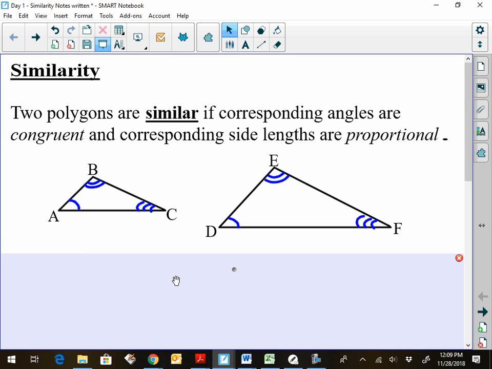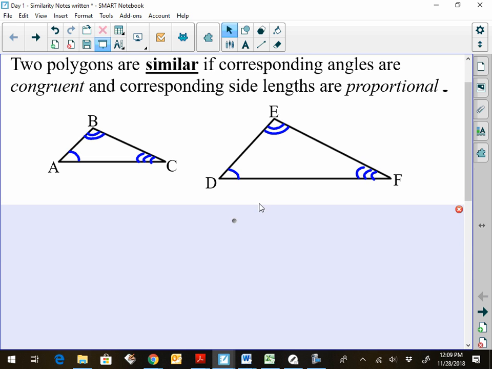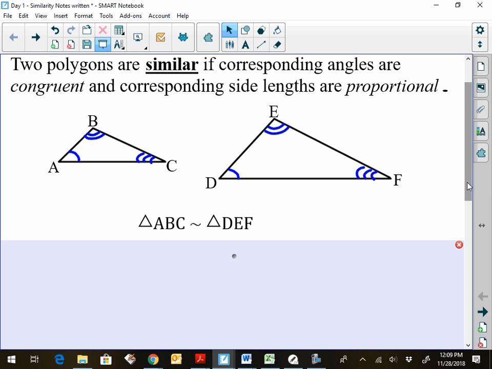So here are two triangles that you can draw. A, B, C, D, E, F are two triangles. So if our corresponding angles are congruent, like A and D are congruent, B and E are congruent, C and F are congruent, and then the corresponding side lengths are proportional. So if we say that triangle ABC is similar to, that's what that symbol means, triangle DEF, then we would know the following things about it, right?